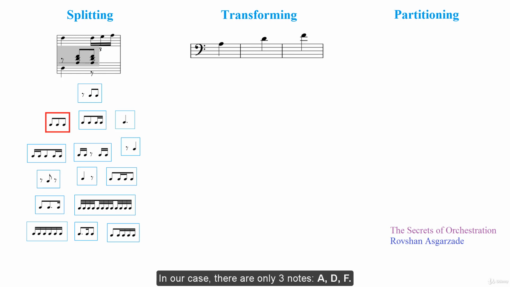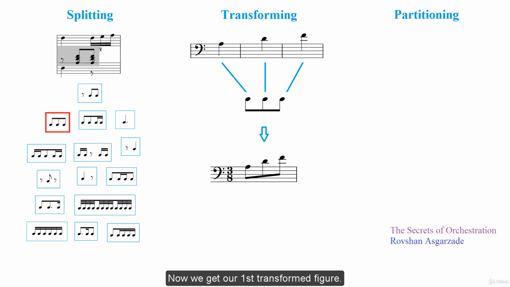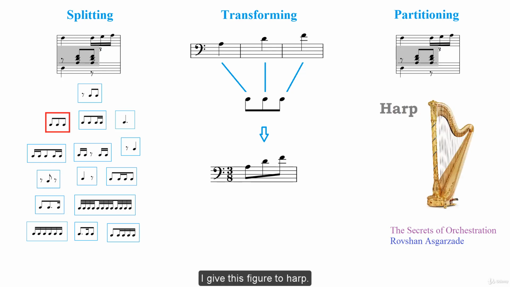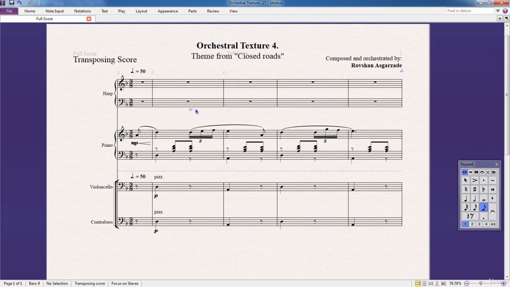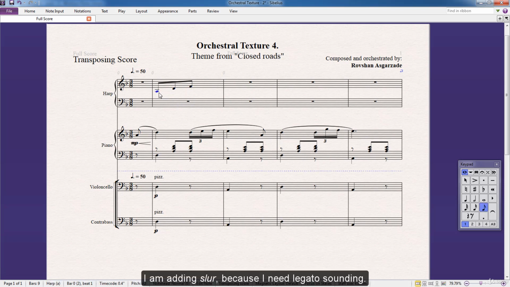In our case, there are only three notes A, D, F. Then let's add these notes onto our figure. Now we get our first transformed figure. I give this figure to harp. I'm adding a slur because I need legato sounding. The dynamic marking is piano.